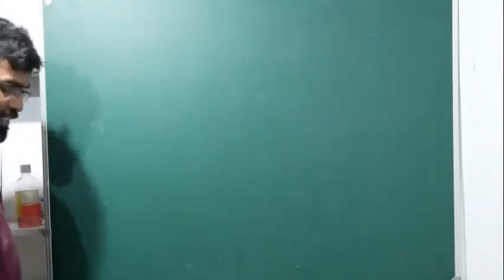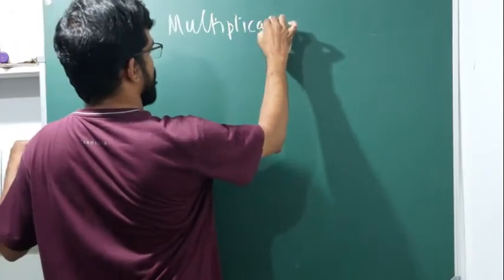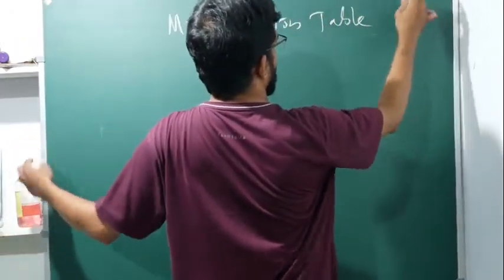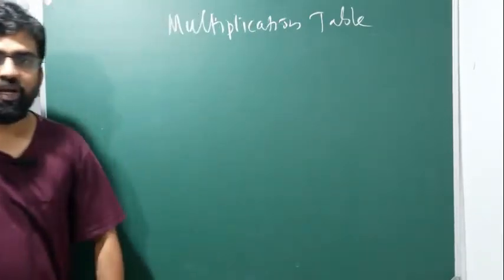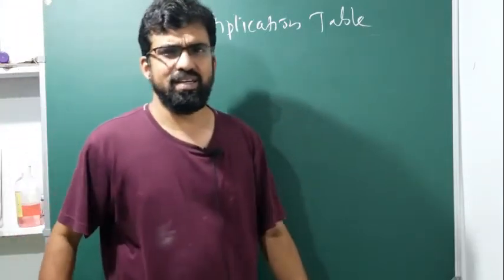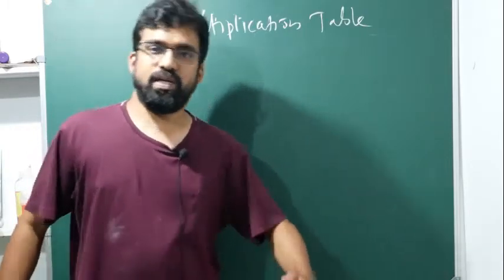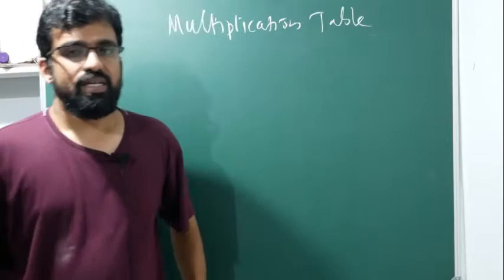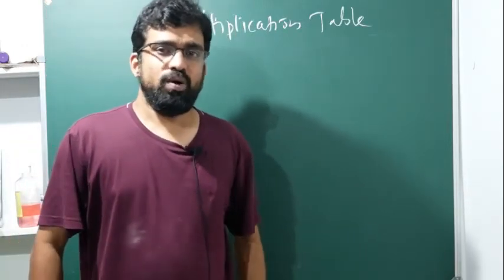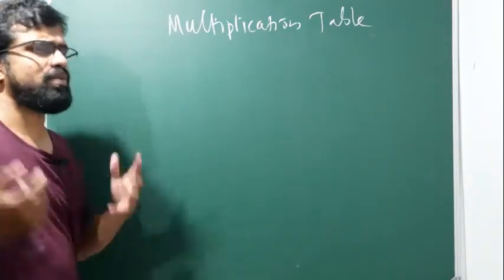Okay, now the next topic, that is the group multiplication table. Okay, multiplication table. This is a very interesting table. I don't know whether in the last year you have learned the multiplication table for the C2V point group or the C3 point group. Okay, so let us see what the multiplication table means.